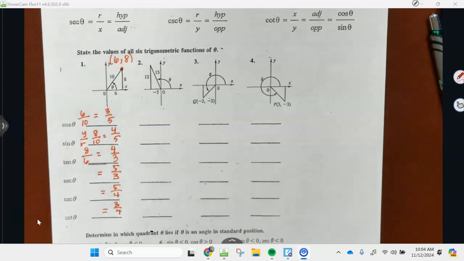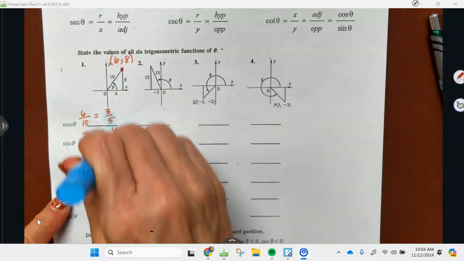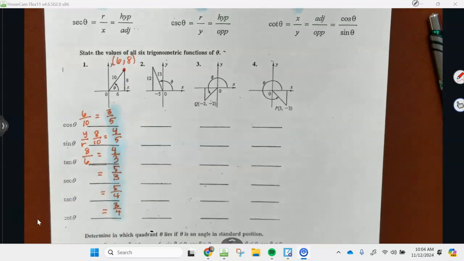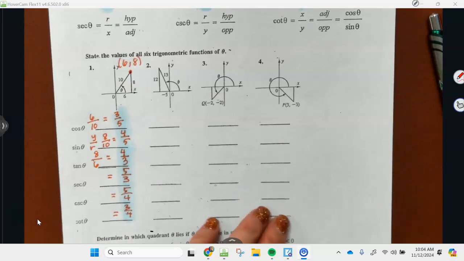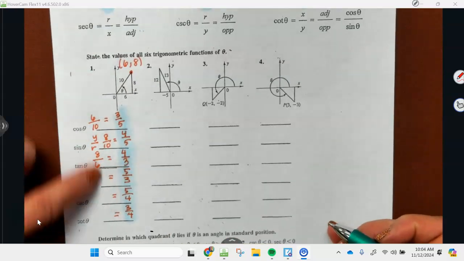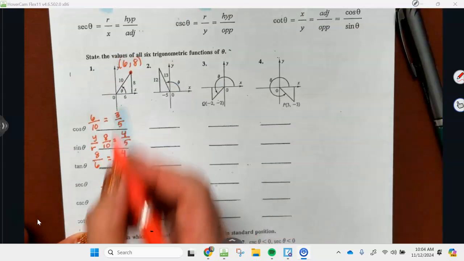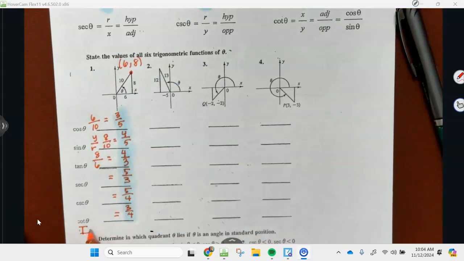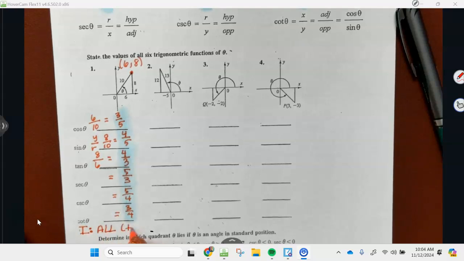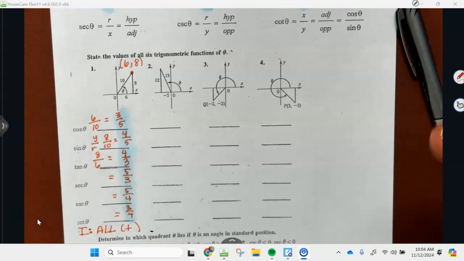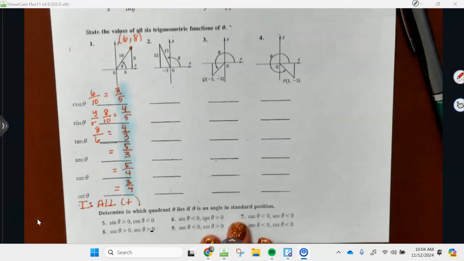And then, if you still have your highlighter, grab your highlighter and highlight the values that are positive. And if you highlight the values that are positive, it is all of these. I'm just going to make one long rectangle all the way down. Highlighted all of them. So remember what that means in quadrant 1. I'm going to write a little summary. They were all positive. All those trig ratios were positive in quadrant 1.